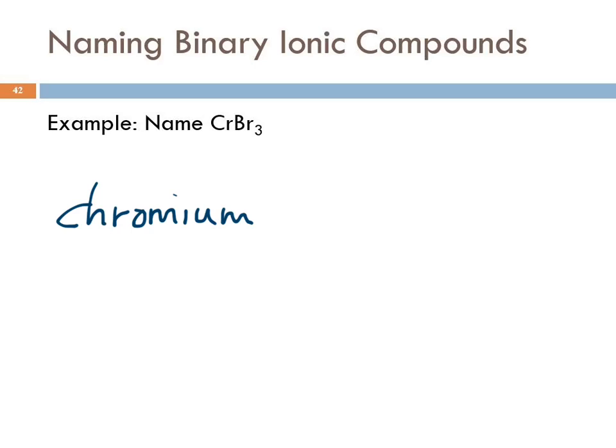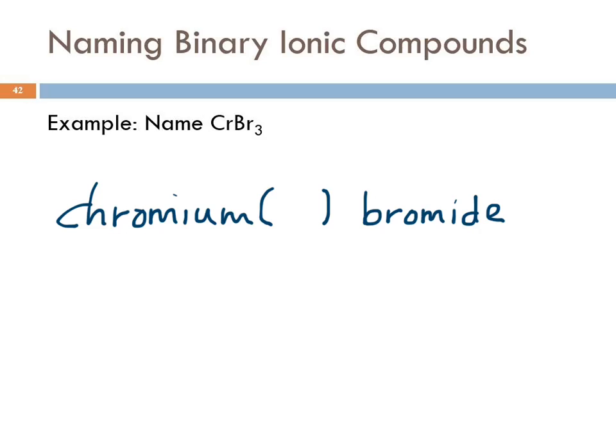How do we tell what the Roman numeral is? Well, we don't know yet. Put the parentheses in. There's no space between chromium and the parentheses. Leave space for the Roman numeral. We'll figure it out in a minute. What's the name of Br? It's bromide. Bromine as an ion, bromide. So we've got chromium, blank, bromide.